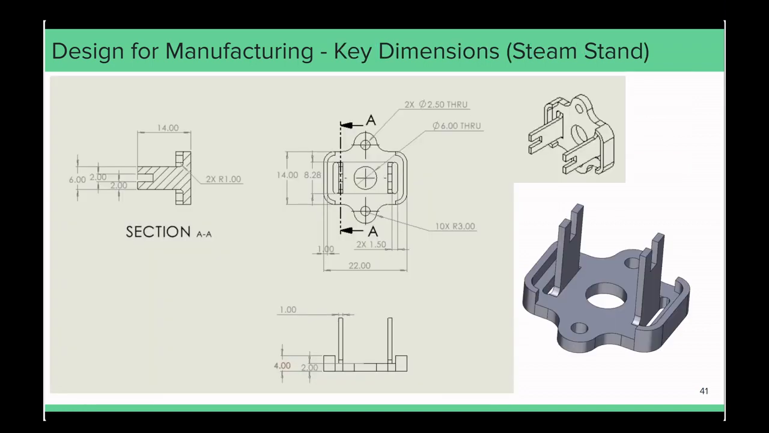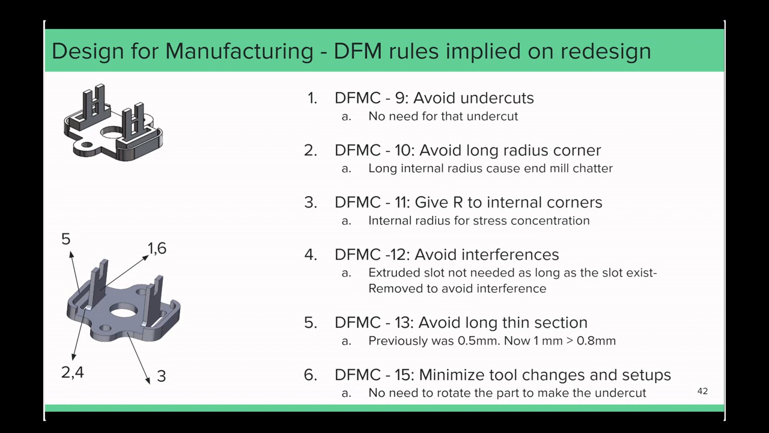This shows key dimensions for a redesigned steam stand. These are our DfM rules applied on the redesigned steam stand. We closed off the undercut as it did not have functional importance. To avoid long corners and interference, we removed the extrusion from around the slots. To avoid a thin section in the lip, we thickened it to 1 millimeter. We also blended the sharp corners for less stress concentration.